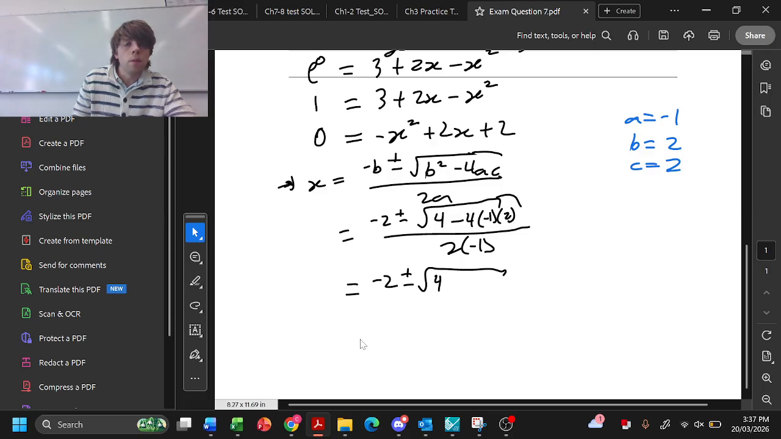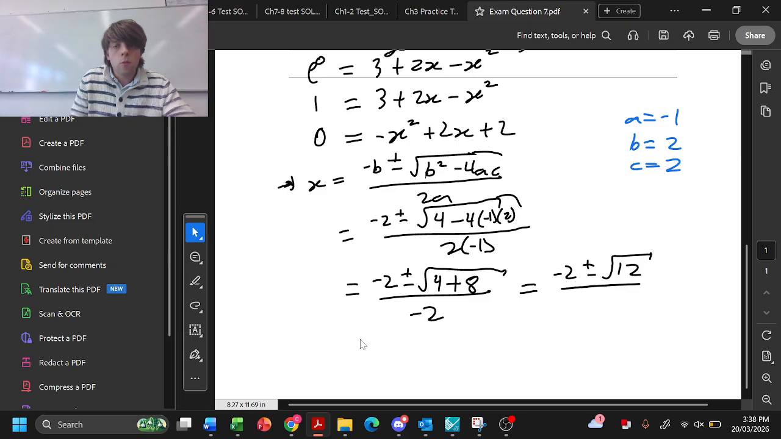And then we times that by 2, so that's going to give us 8 in there. We're dividing that by negative 2. Simplifying that down a little bit further, that 4 plus 8 is just equal to 12. So we get negative 2 plus or minus the square root of 12, all divided by negative 2.